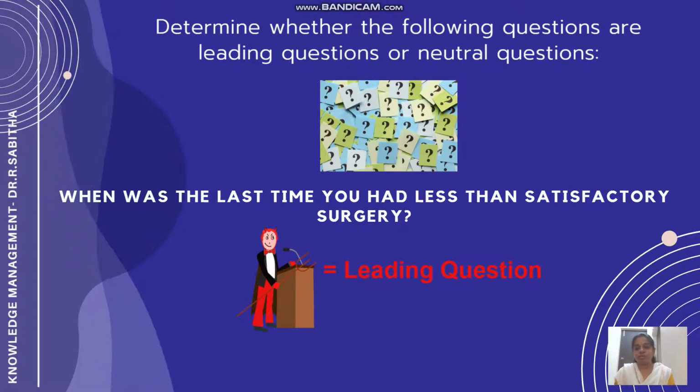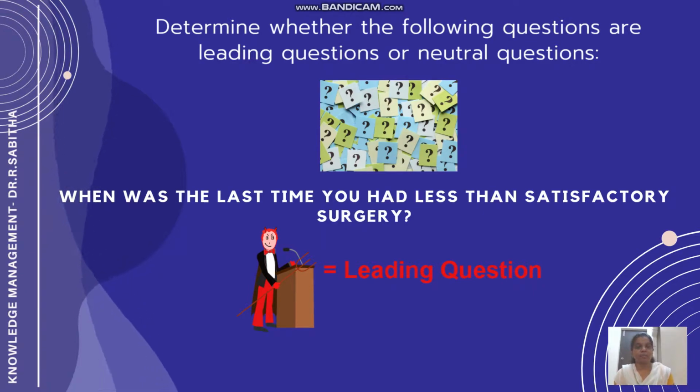And finally, there is one more question. When the knowledge developer asks the doctor, when was the last time you had a less than satisfactory surgery? So this question is again a very hypothetical question. The doctor will never say that he was not satisfied with the surgery, because it will again be a threat to the doctor community. So such questions, which will not give a beautiful answer, come under the category of leading questions.